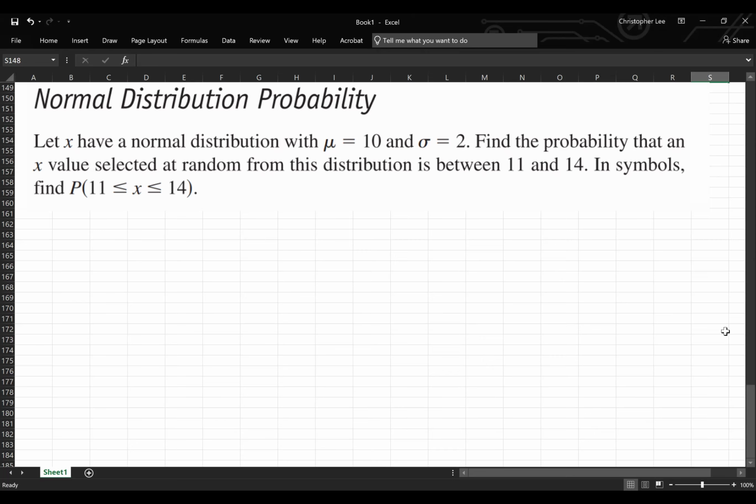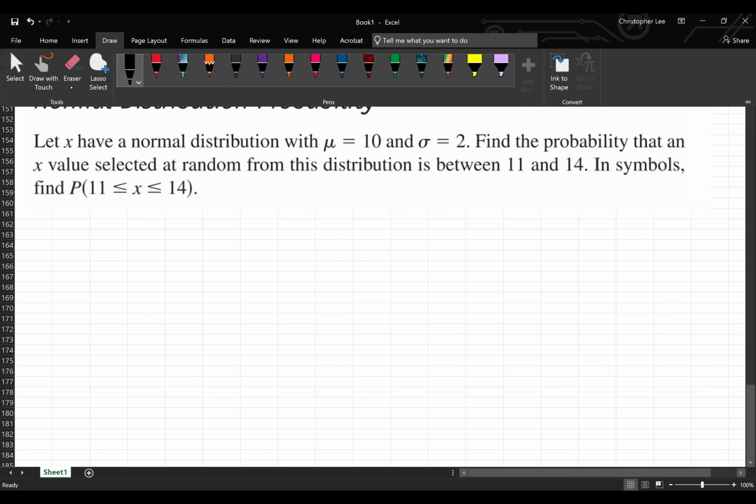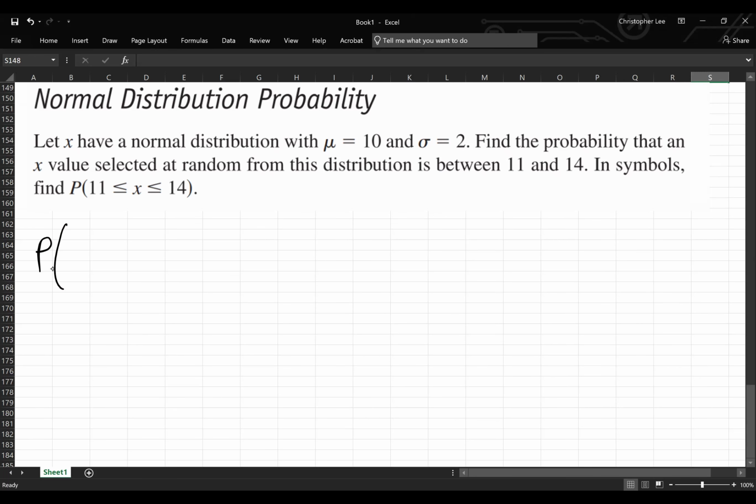All right, we good? So remember now, we want the probability of 11 less than or equal to X less than or equal to 14. Remember, we can't do that. So you want to do the big number minus the small number. This is going to become the probability of, we can't do in between, but we could do less than and less than, and subtract them.